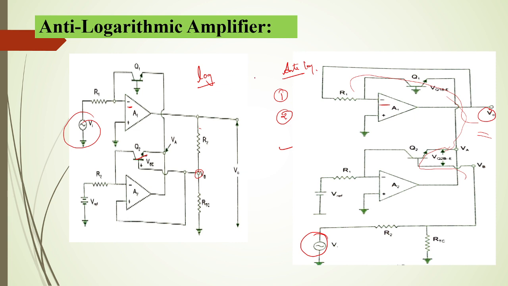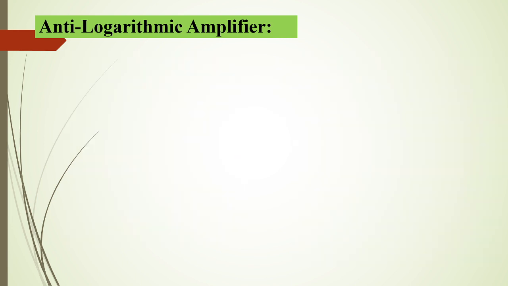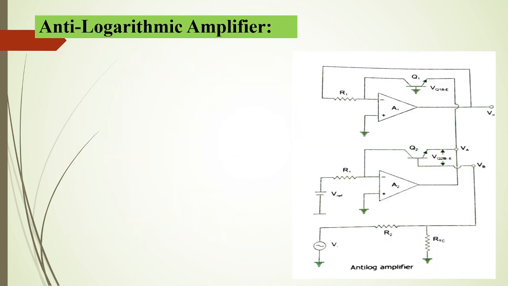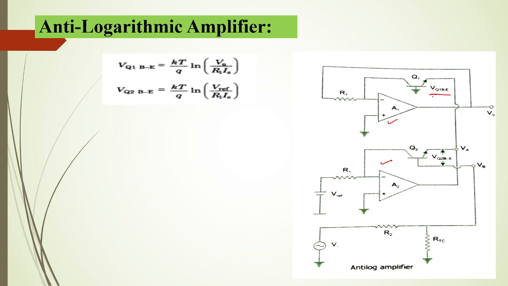So let us see the derivation of this anti-logarithmic amplifier. Now we are considering the same structure. We already know the equation for the logarithmic amplifier. So in this, let us consider this one as the output for the A1 operational amplifier. What is the logarithmic output? Similarly, for the A2 operational amplifier, what is the logarithmic output? Here the output is the base to emitter voltage of transistor Q1, that is KT by Q ln of V0 divided by R1 into IS.